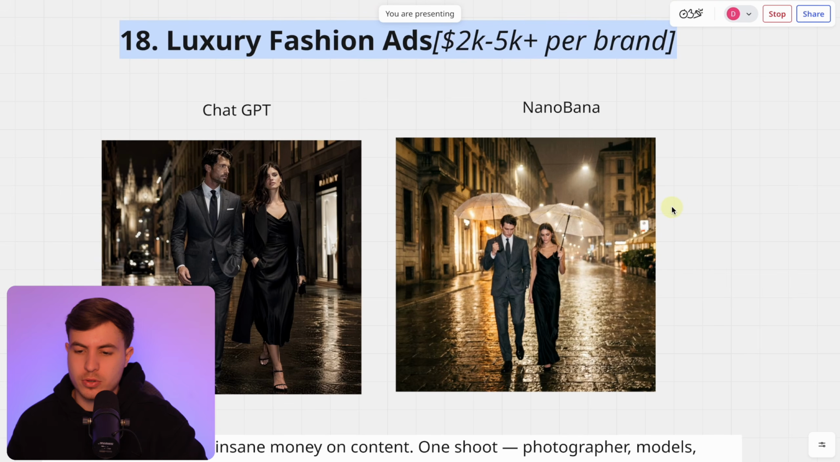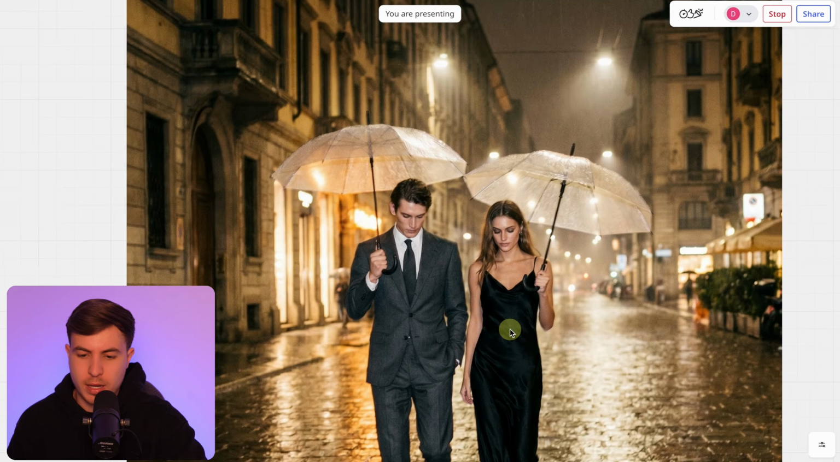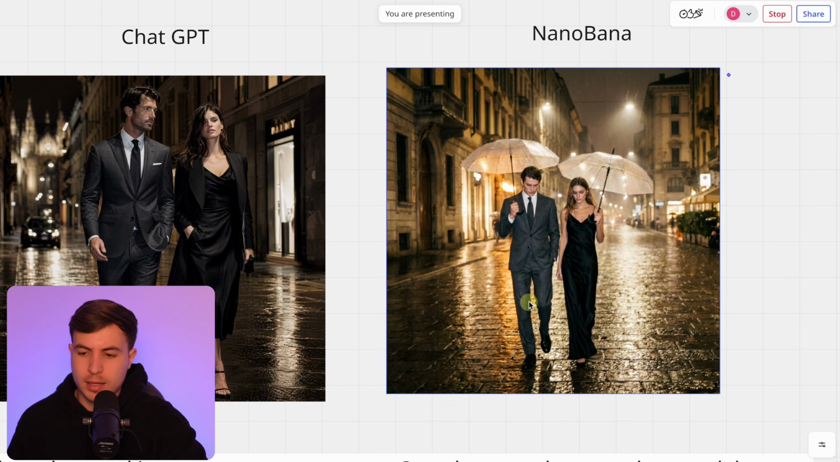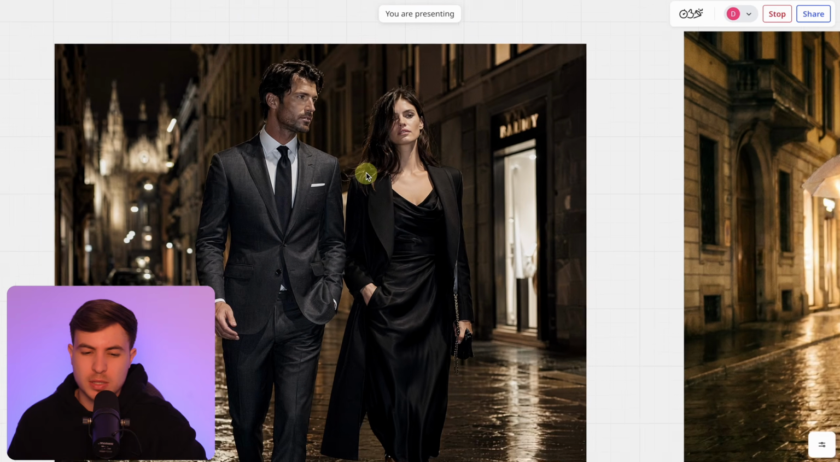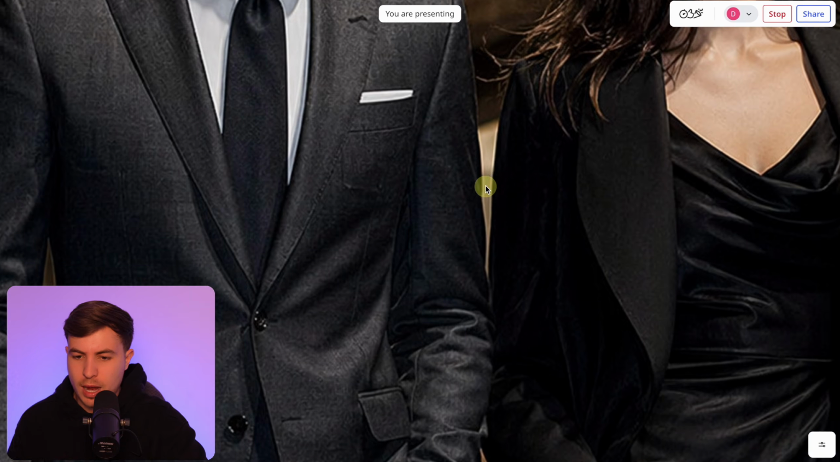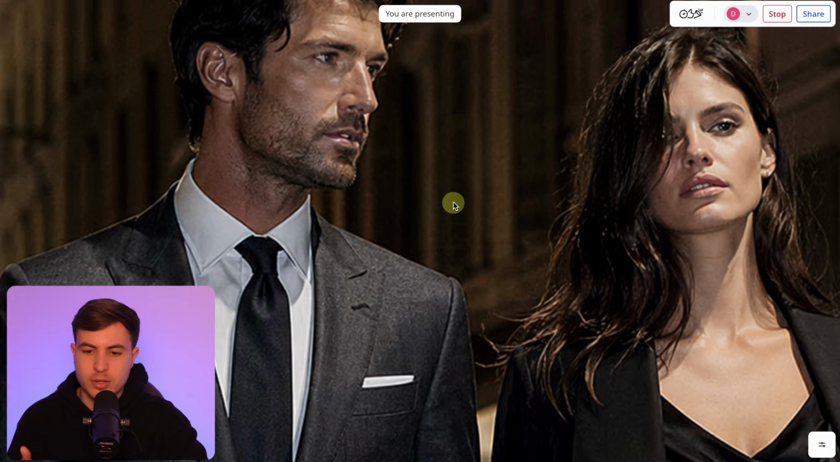The next example is luxury fashion ads. And if we look at this image by Nano Banana, it does look good, right? The lighting, the reflection, the cobblestone, I like it a lot. But again, GPT, I mean, this looks straight out of some Giorgio Armani shit. This is incredible. The level of detail on every single thing. Tell me this doesn't look like a photo.